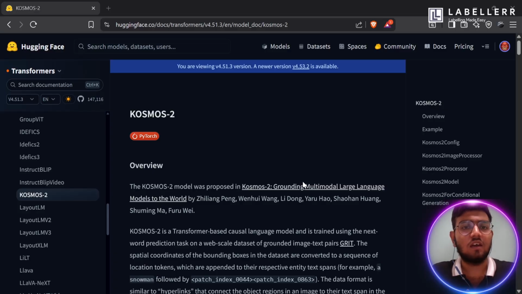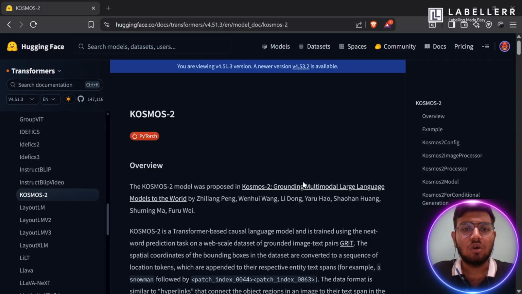Imagine an AI that doesn't just describe what it sees, but can point to the exact spot in an image. Before, this challenge was very difficult to overcome, but Cosmos 2, developed by Microsoft, is a multimodal large language model which solved this problem. Cosmos 2 can link words directly to image regions through bounding boxes and special location tokens, treating them like invisible hyperlinks that connect text and pixels.